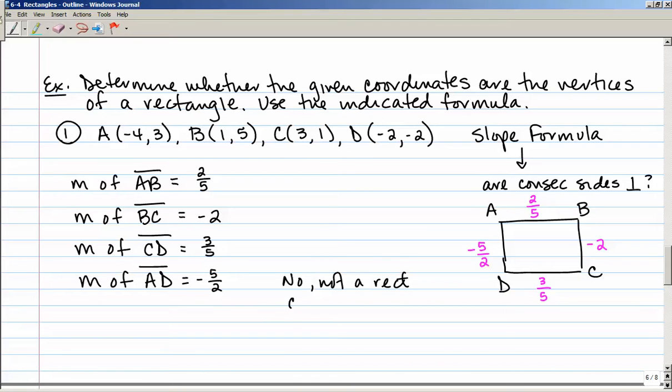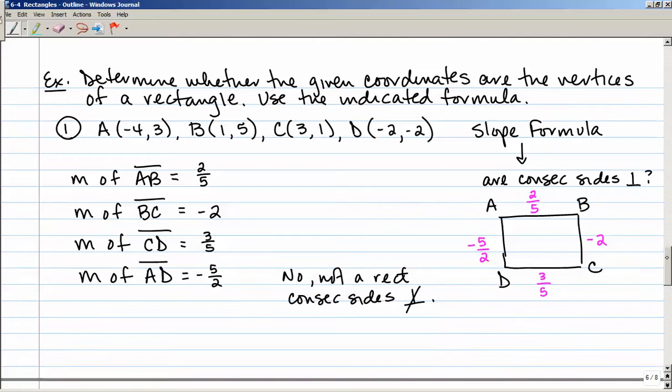Consecutive sides are not perpendicular. And I'll make up my own little diagram here for not perpendicular to each other. Okay, so I would need to see your work. I don't need to see that you've actually worked out the slope formula, but I need to see the slope of each side and then an explanation of why it is or is not a rectangle.